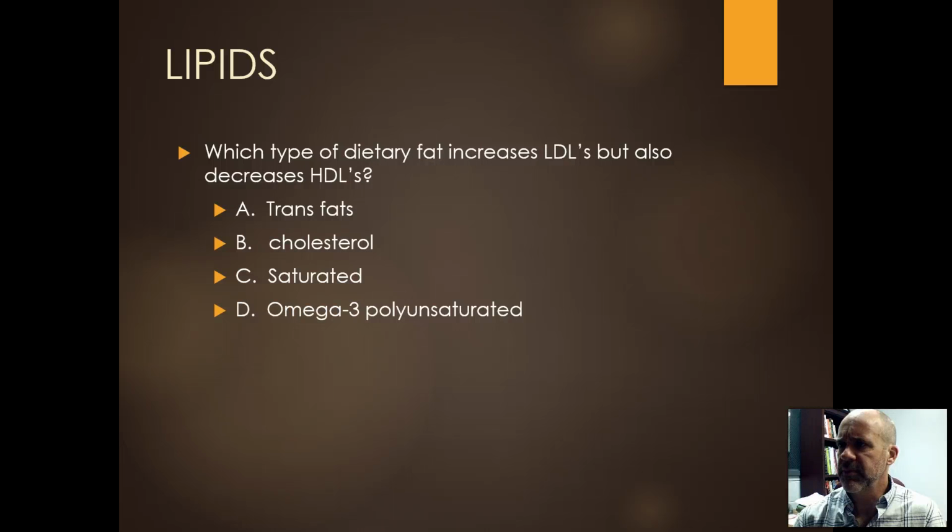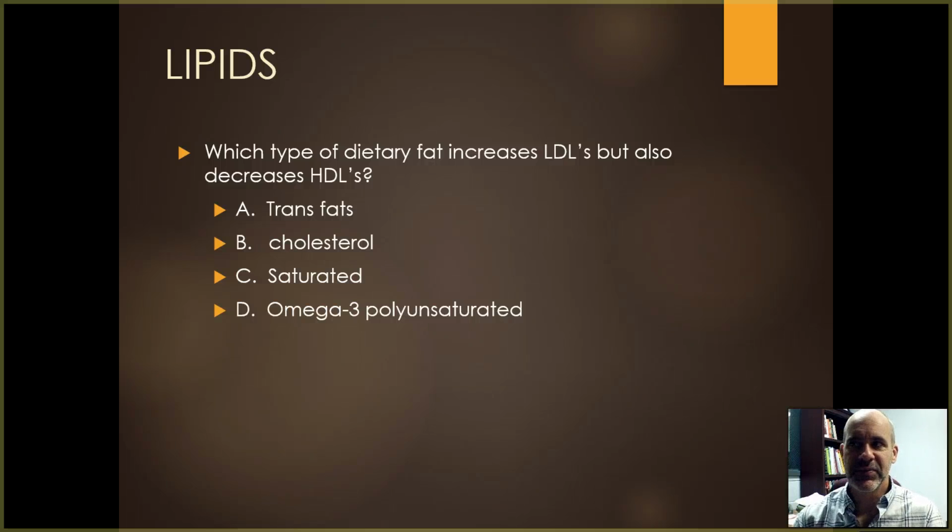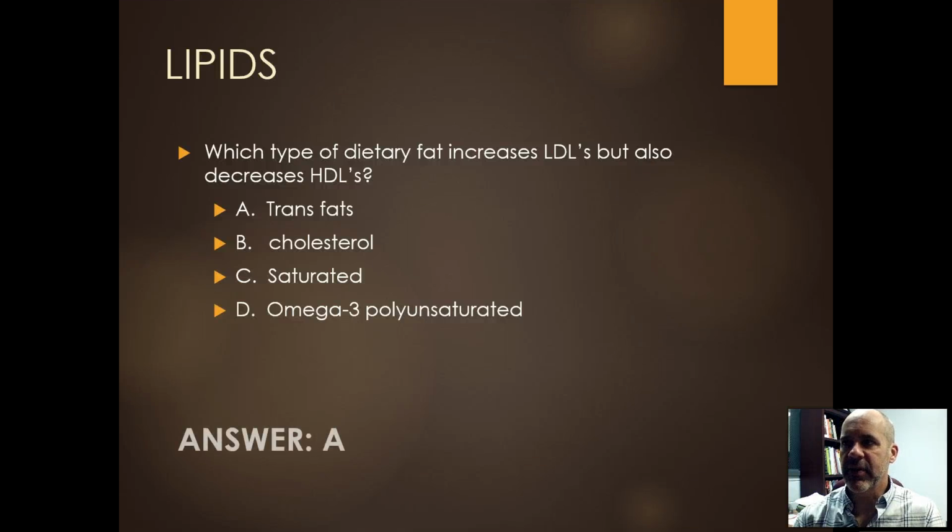Answer there was B. Let's move on. Okay. Which type of dietary fat increases LDLs but also decreases HDLs? All right, so if you go back and review what we learned about that, the answer there is A.